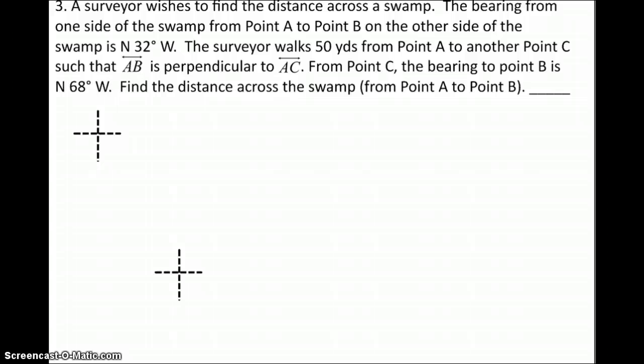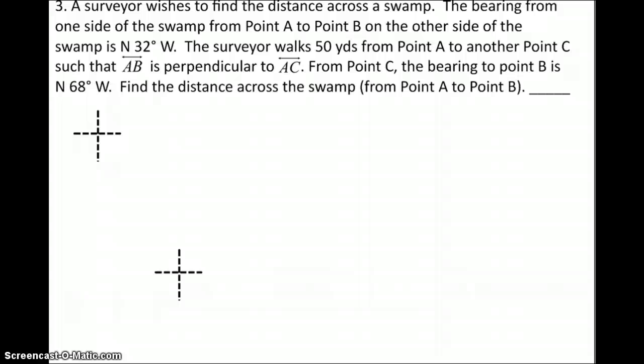Okay, next we have a surveyor who wishes to find the distance across a swamp. The bearing from one side of the swamp from point A to point B on the other side of the swamp is north 32 degrees west. The surveyor walks 50 yards from point A to another point C, such that line AB is perpendicular to line AC. From point C, the bearing to point B is north 68 degrees west. We need to find the distance across the swamp.